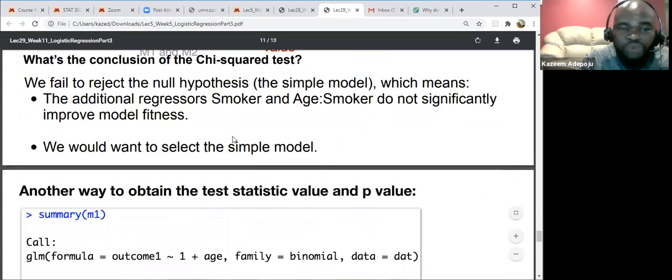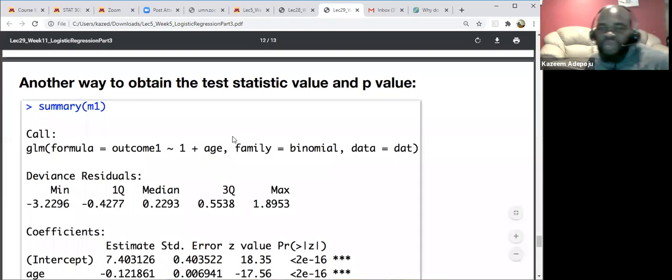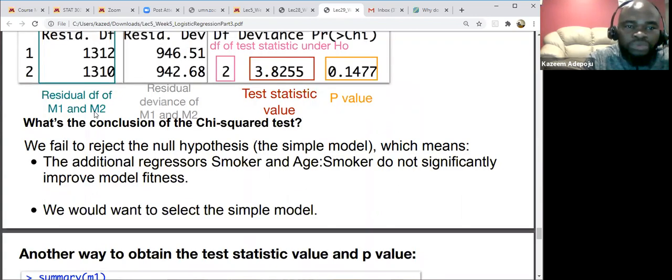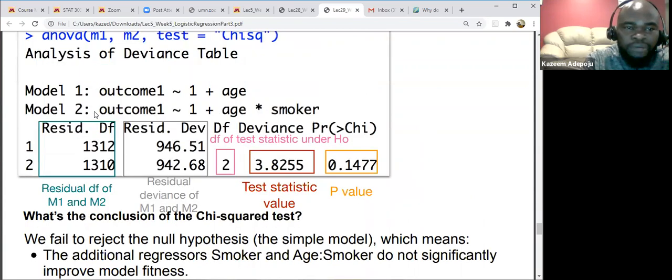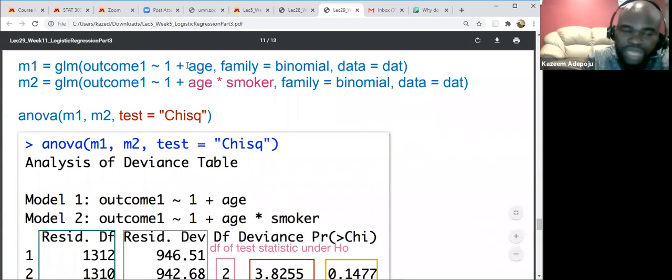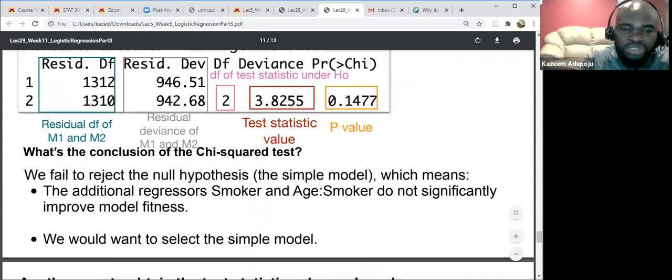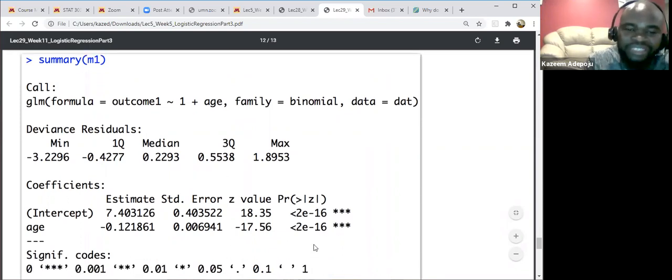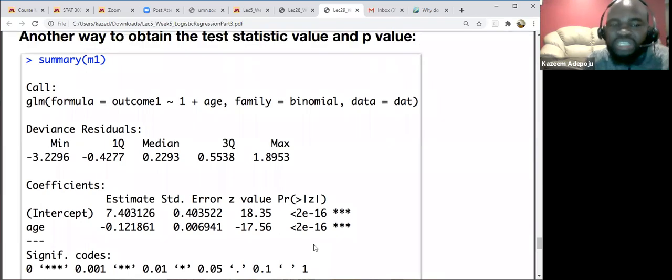So another way to obtain the test statistic value and the p-value is to put a summary on M1. And what is my M1? I'm going to show you right now. This is M1. The M1 is talking about the simpler model. Now, if you take a look at the simple model right here, and you look at the age, you can see that age is highly significant. Age is a significant predictor of either being alive or dead.